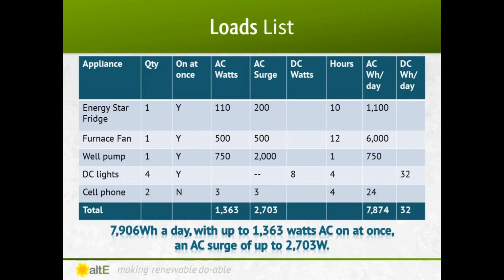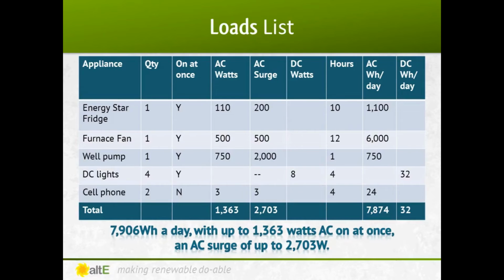A loads list lists out the exact amount of devices you'll be running, how much power they draw, how long a day they will run, and if they have a high surge that needs to be taken into consideration. Additionally, we need to know which devices may potentially be on at the same time. While you can generally control when you turn on a light, you have little control over when a well pump may kick on or when your fridge compressor turns on.